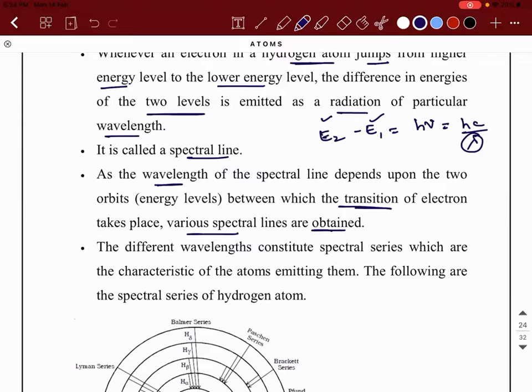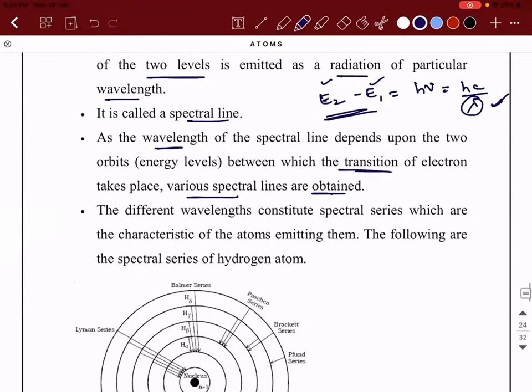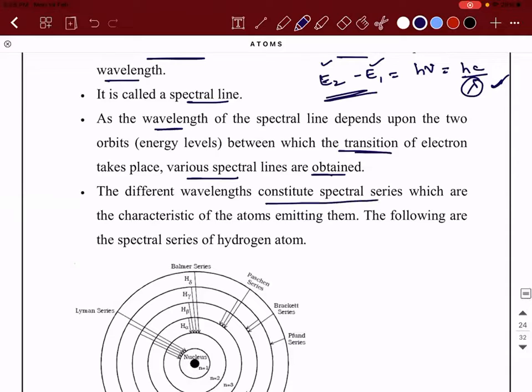So when the electron jumps from second to third, it will not release the same frequency as when an electron jumps from 2 to 1, or when an electron jumps from fifth to fourth, something like this, right? So they correspond to different wavelengths depending on between which two orbits the transition is taking place. These different wavelengths constitute spectral series, which are the characteristics of the atoms emitting them. So the characteristic of the atom is the property of that atom which is emitting these spectral lines.